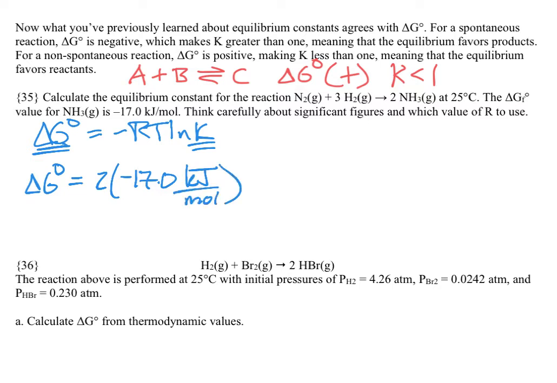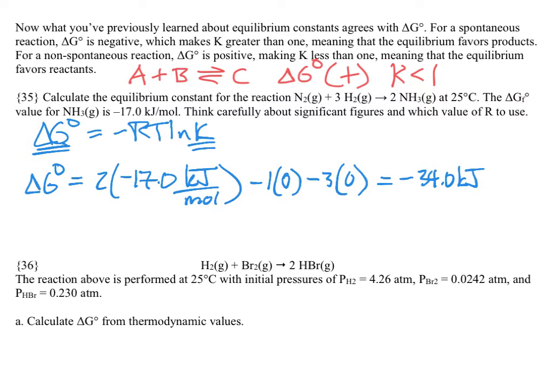And then, of course, nitrogen and hydrogen gases are going to go in as zeros in this calculation, because we are talking about nitrogen gas and hydrogen gas, which are both the elemental forms of those two materials. So there is no free energy value for those. So the delta G zero here is going to simply be minus 34 kilojoules.